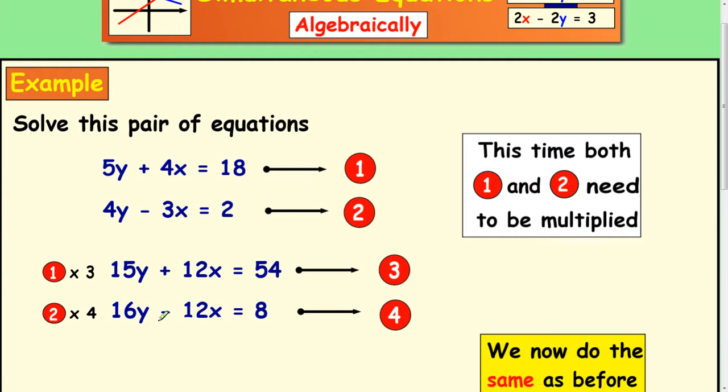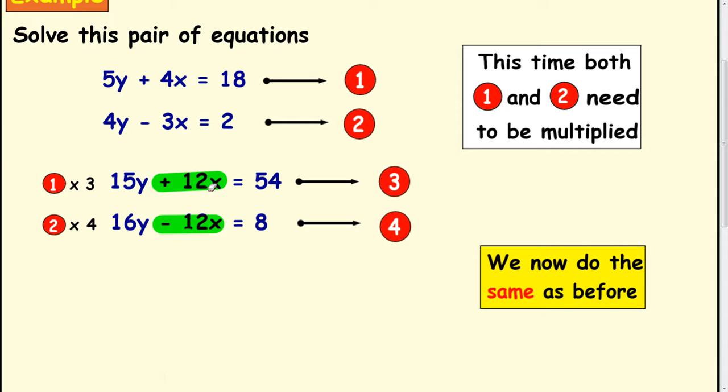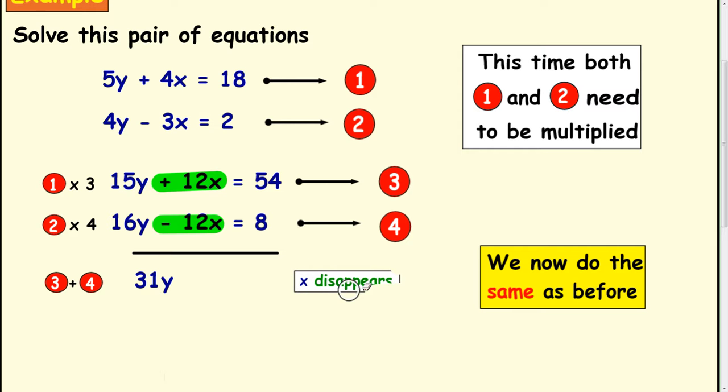Now we're at that point where you've got this negative 12x and plus 12x, and you know that when you add the equations together, they're going to cancel each other out. So add them together, you're adding equation 3 and 4. 15 and 16 makes 31y. 12x and negative 12x when added, they disappear, the x's cancel out. And 8 and 54, that makes 62. So 62 divided by 31 to get 1y, so y is equal to 2.